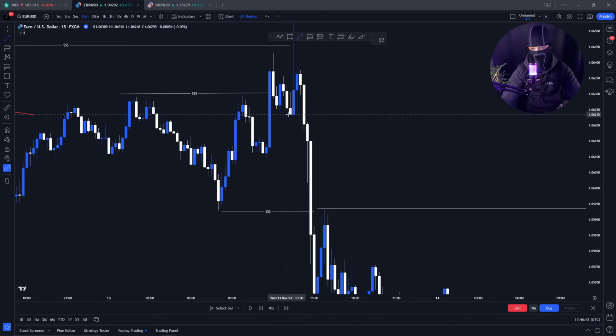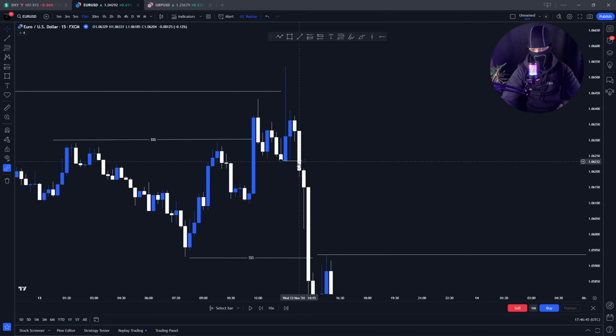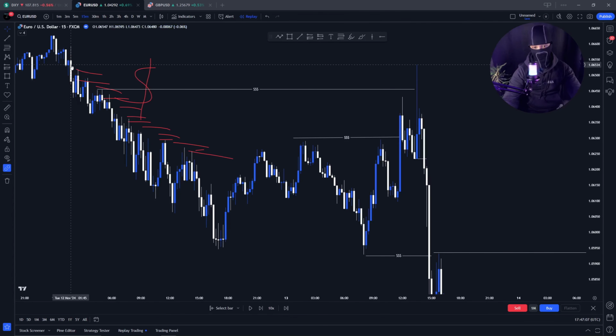How would we know that? We get this market structure shift here. You guys can see price closes with a body below this low. So once again, we have this liquidity sweep. Price has failed to close above this swing high. You guys can see it's put in a wick. If it was a body, then this would be a breaker structure.